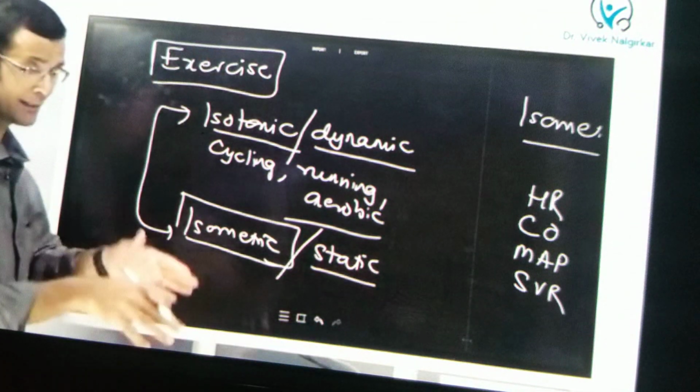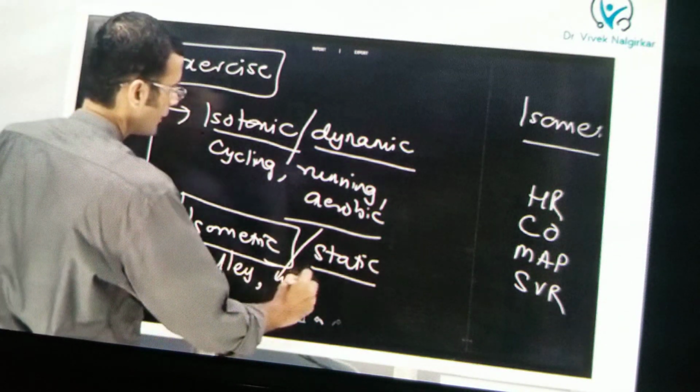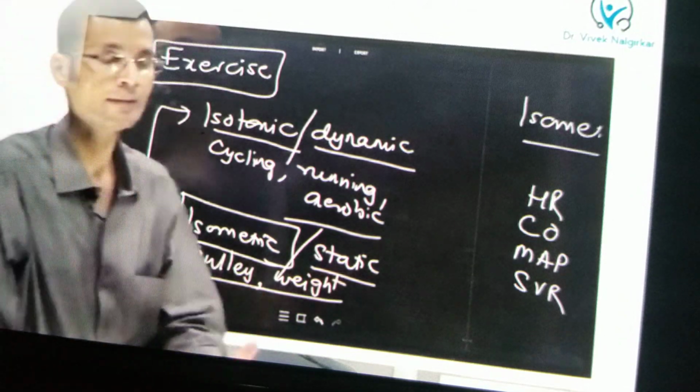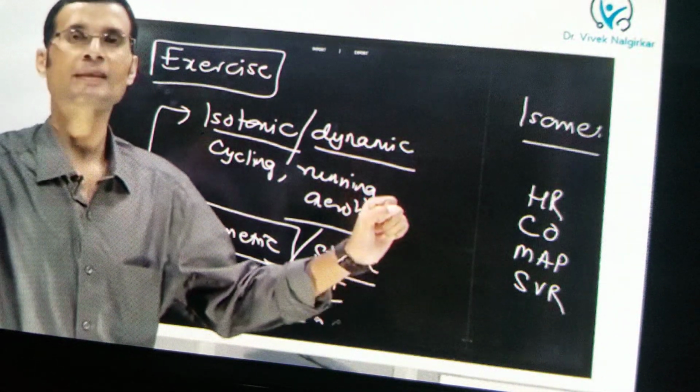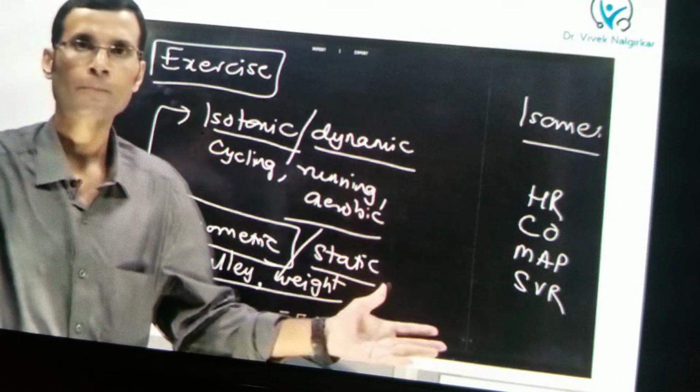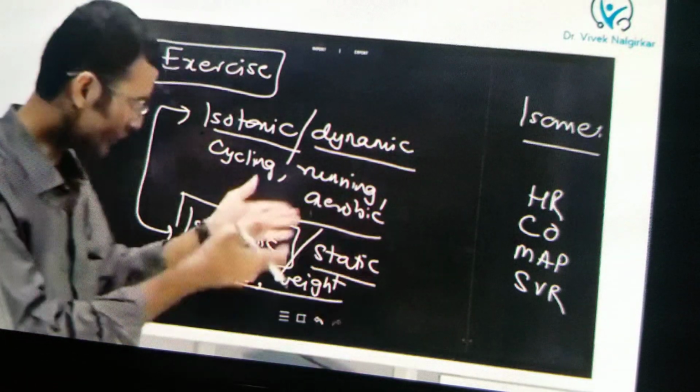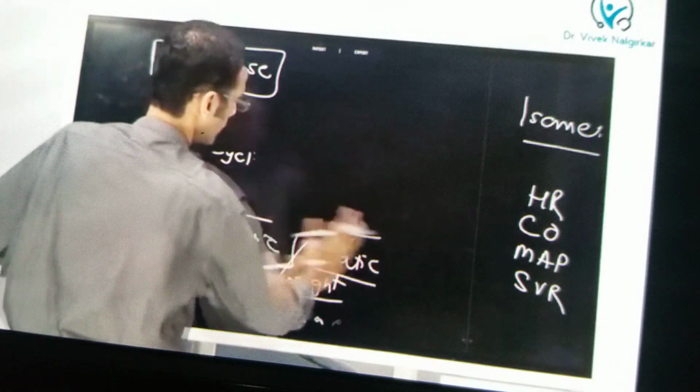Therefore, in this category, we have the pulley and the weight exercise, weight lifting and power lifting. Because you see pulley, for example, you pull the pulley down and hold it. There is a sustained tension development in the group of muscles without shortening. There is no shortening, only sustained tension development. So such exercises will be isometric or static exercises. Let's look at the changes one by one.